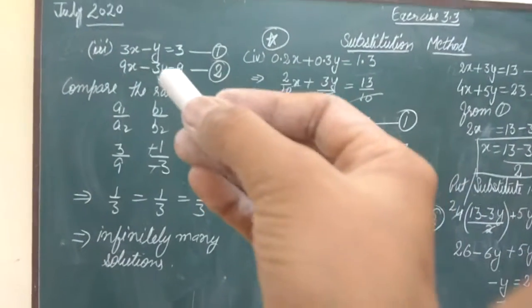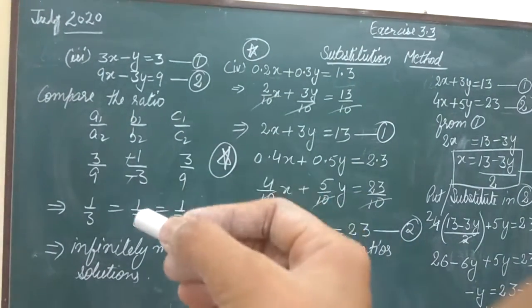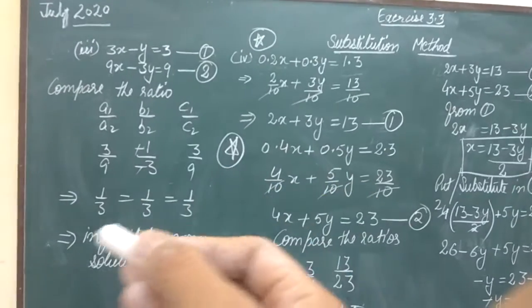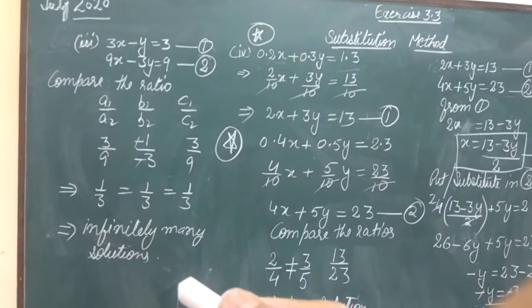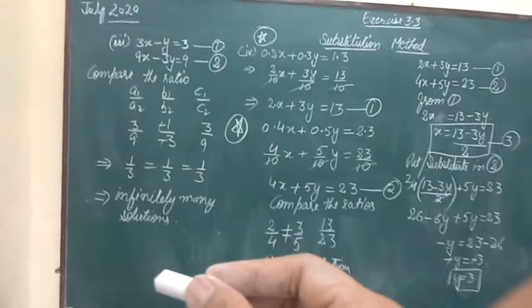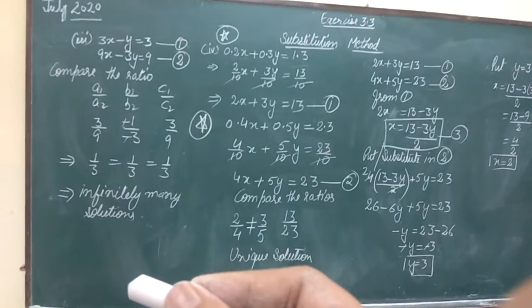Okay, so if you check 3 by 9, A1 by A2, minus 1 by minus 3, 1 by 3, and 3 by 9. By reducing them into simplest form, we get 1 by 3 as the ratio. That means infinitely many solutions are there. So the question ends here. No need to solve it further using any method because you won't be able to get the answer.